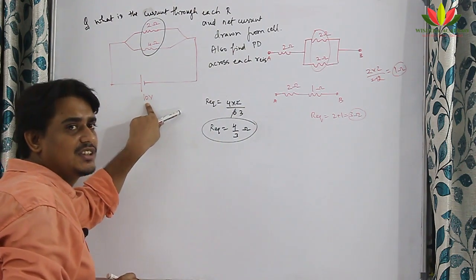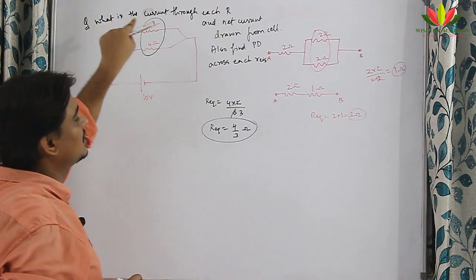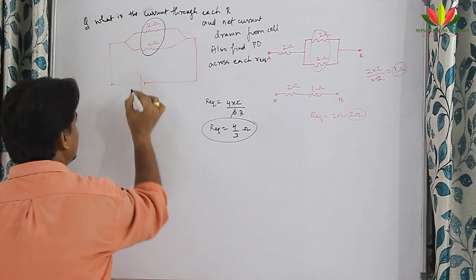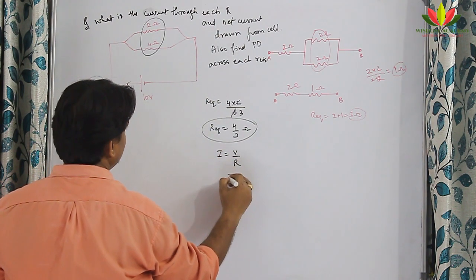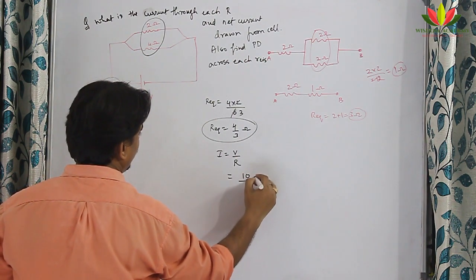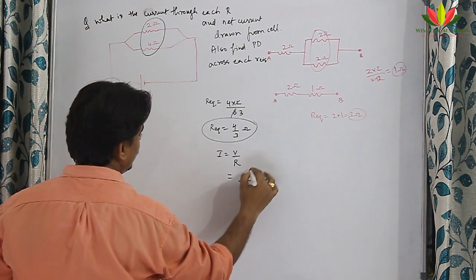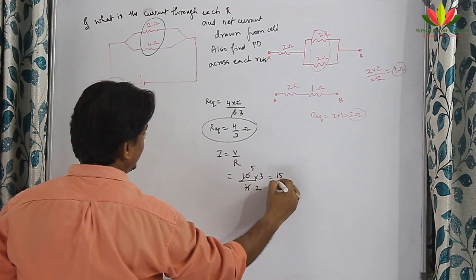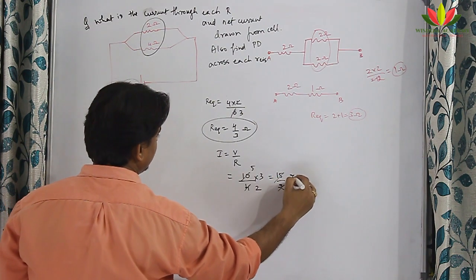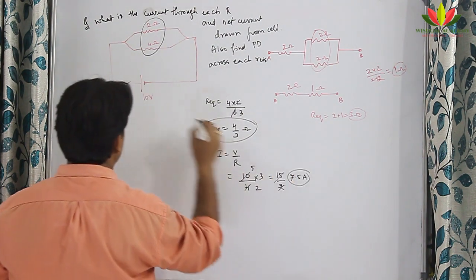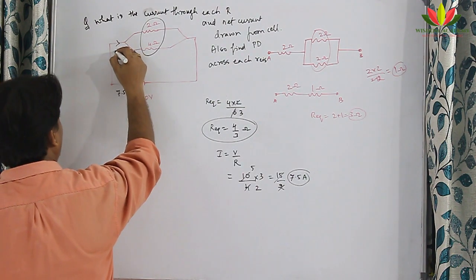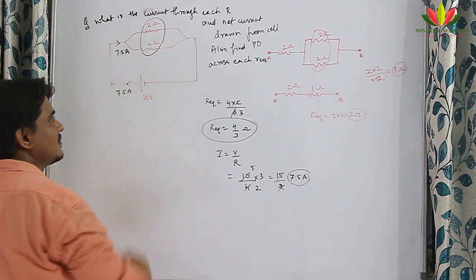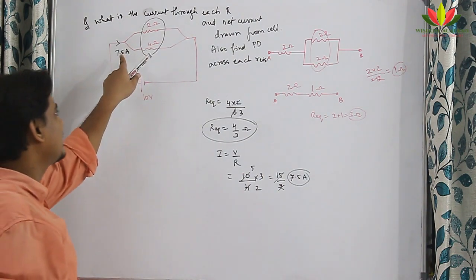Now R equivalent is 4 by 3 ohm. What is the potential difference? 10 volt. So how much current will be drawn from the cell? That current I will be equal to V by R. What is V? 10. What is R? 4 by 3. 2 to the 4, 2 5s are 10, 15 by 2, that is equal to 7.5 ampere. So the current drawn here will be 7.5 ampere. So 7.5 ampere has reached here.